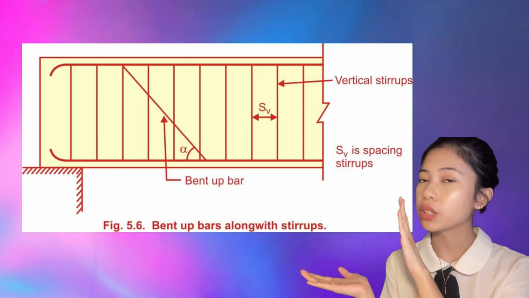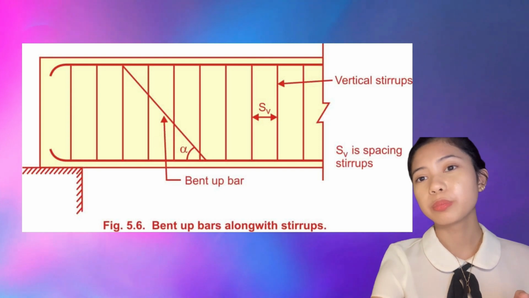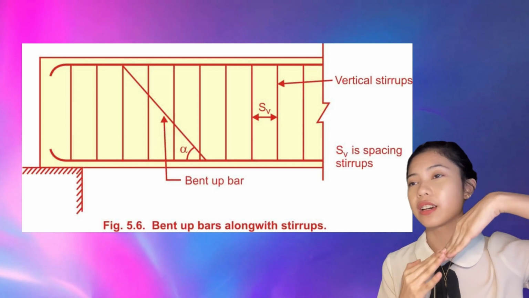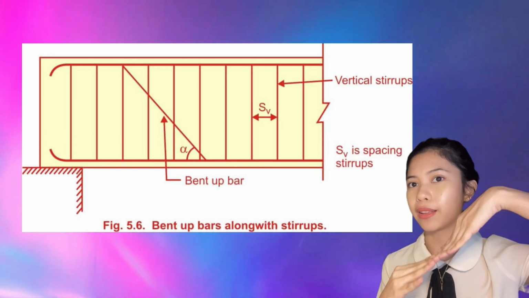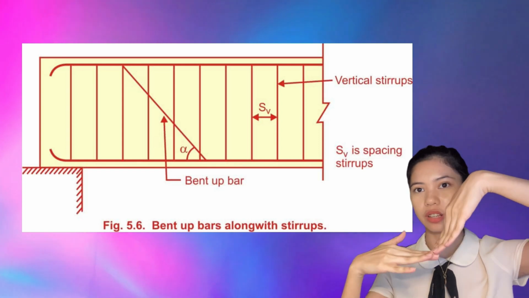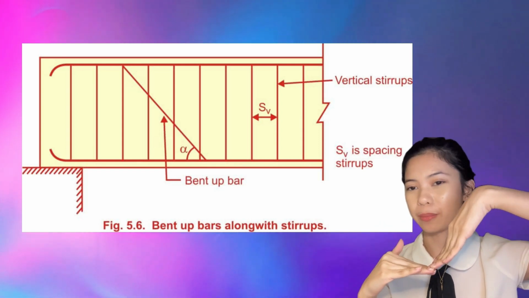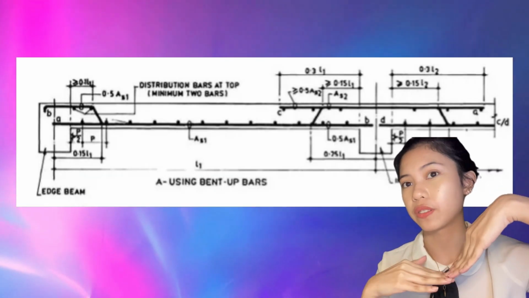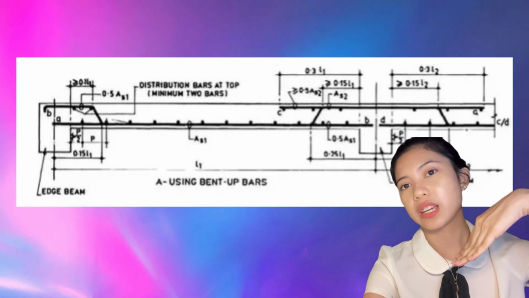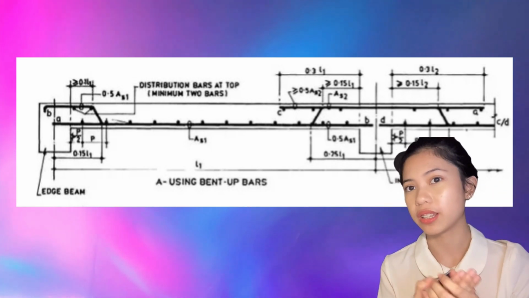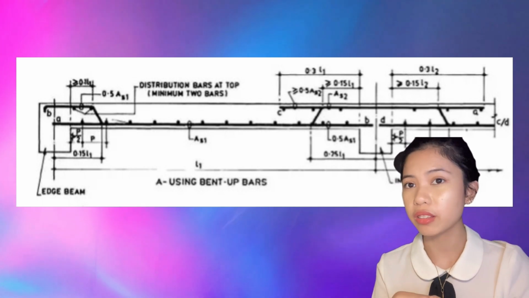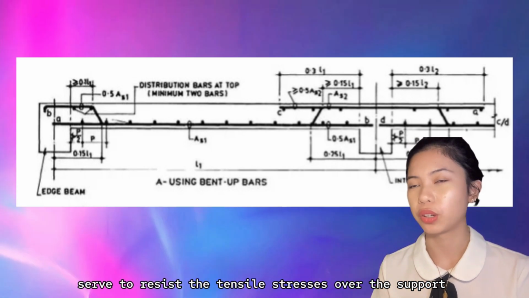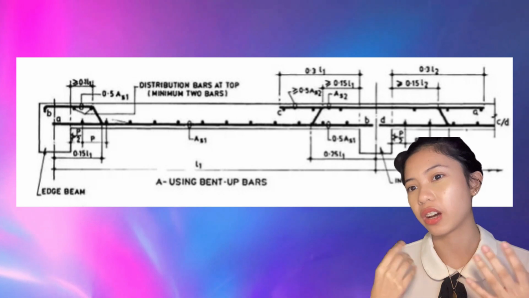So, if nakikita nyo sa picture dito, yung bent up bars, parang na ganun. It's bent up bars for a reason kasi nakabend siya. Parang na-diagonal siya. Nakabend siya in 30 to 45 degrees. So, what this does is parang it's an additional support na din sa beams. Because it says here, the bent up bars serve to resist the tensile stresses over the supports. So, parang it's an additional support na din to the reinforced beams.